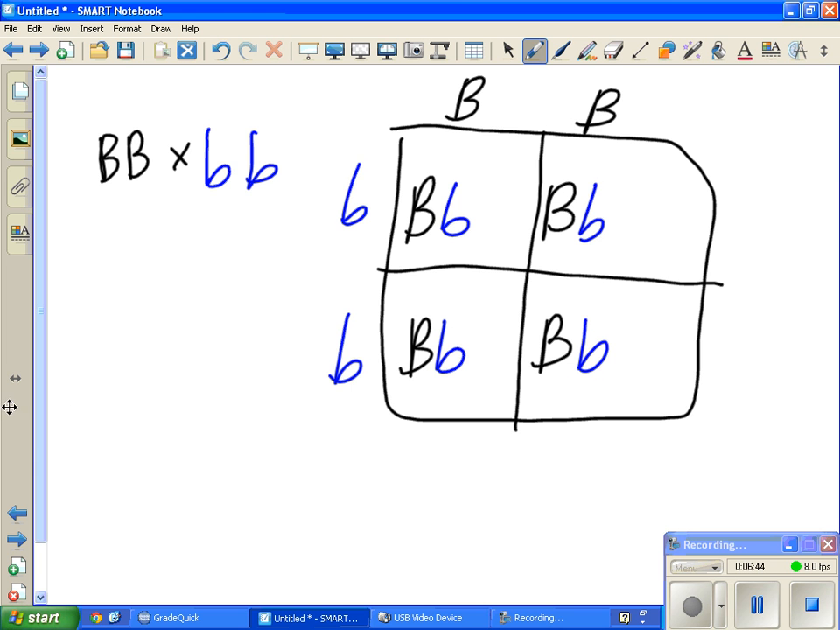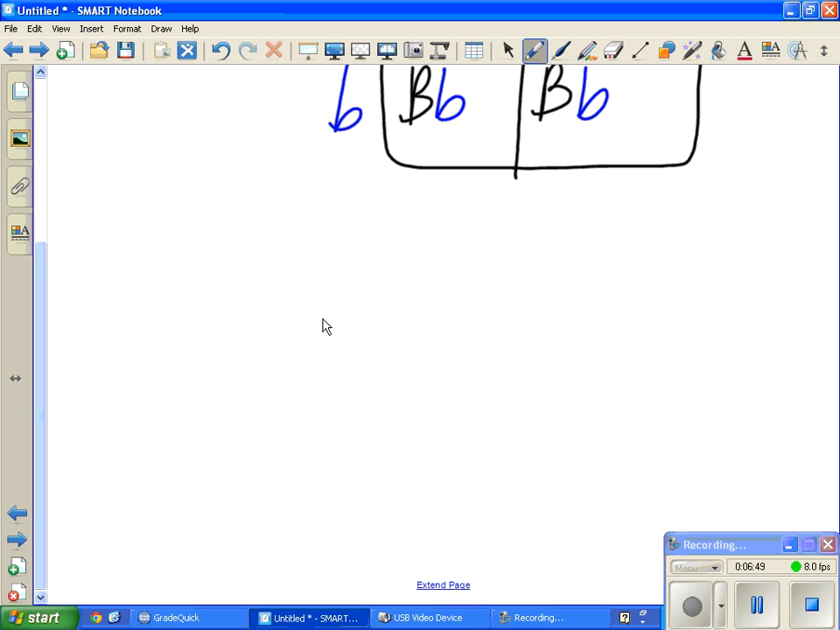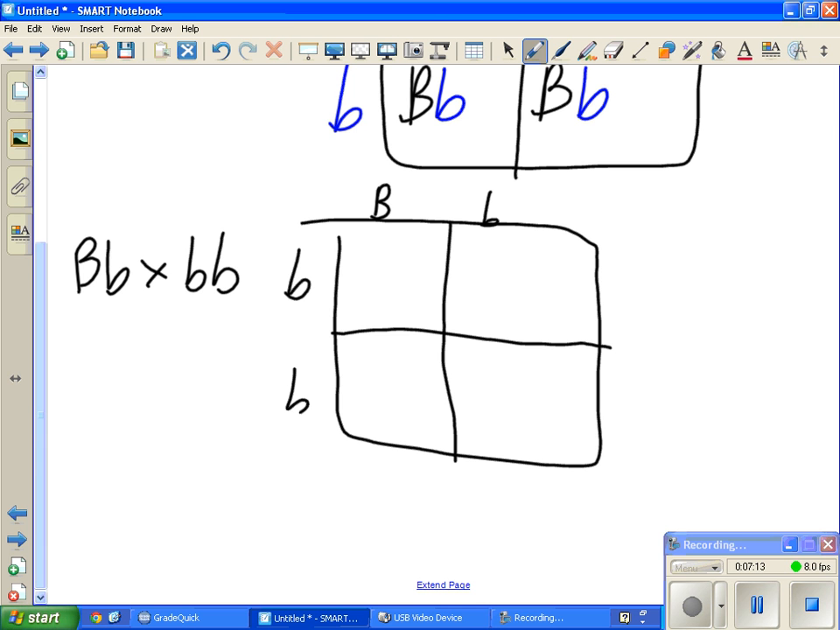All right, let's do one more practice. Let's cross a heterozygous parent with a homozygous recessive parent. All right, so we've got to draw our boxes, put the first parent up on the top and the second parent down the side. Okay, and then we fill them in.